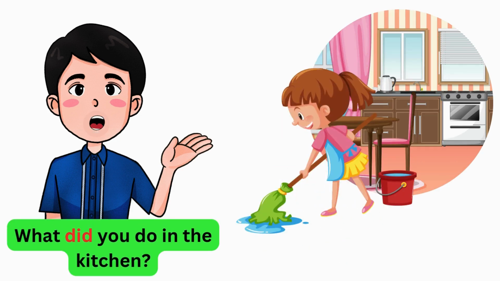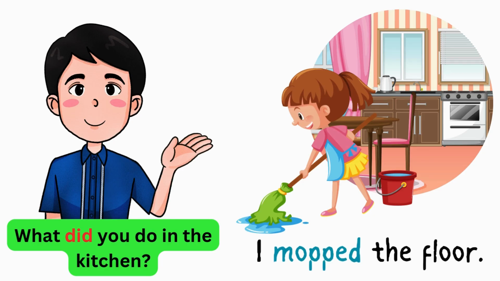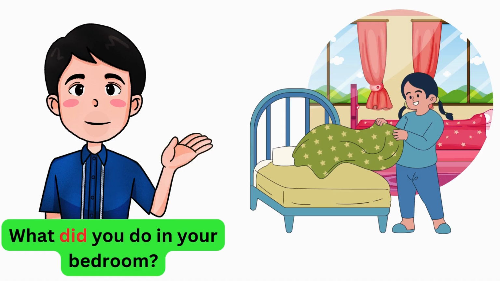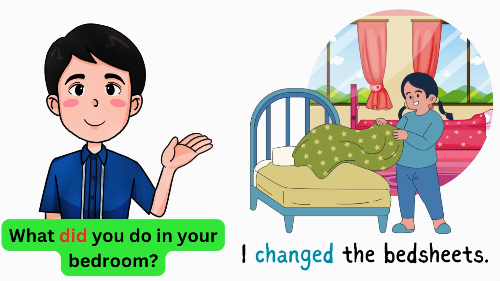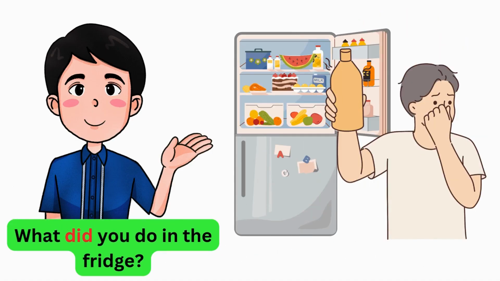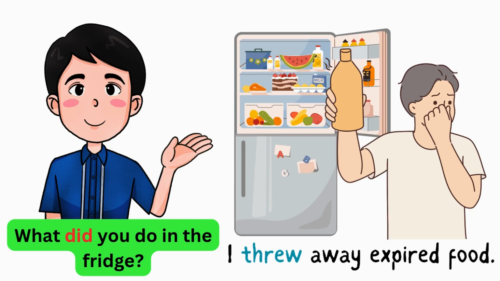What did you do in the kitchen? I mopped the floor. What did you do in your bedroom? I changed the bed sheets. What did you do in the fridge? I threw away expired food.